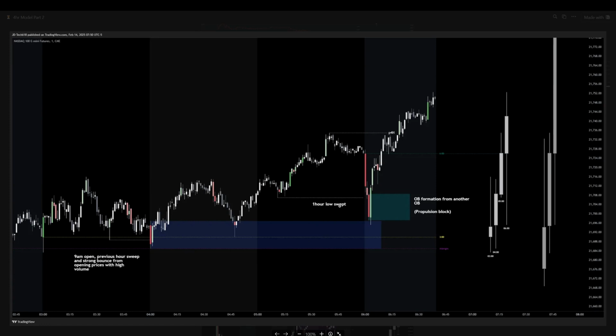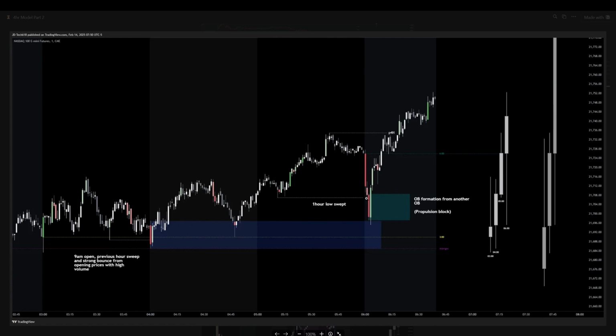So you've got a 1 hour low swept. So this was your previous 1 hour low for sure. It was definitely the 1 hour low because that was the 5 a.m. hourly candle. You swept that low right there. And this is something called a propulsion block. I'm not going to go into this too much, but essentially all it is is an OB formation that's come off another OB. So it's an OB bounce off an OB, and that's known as a propulsion block.